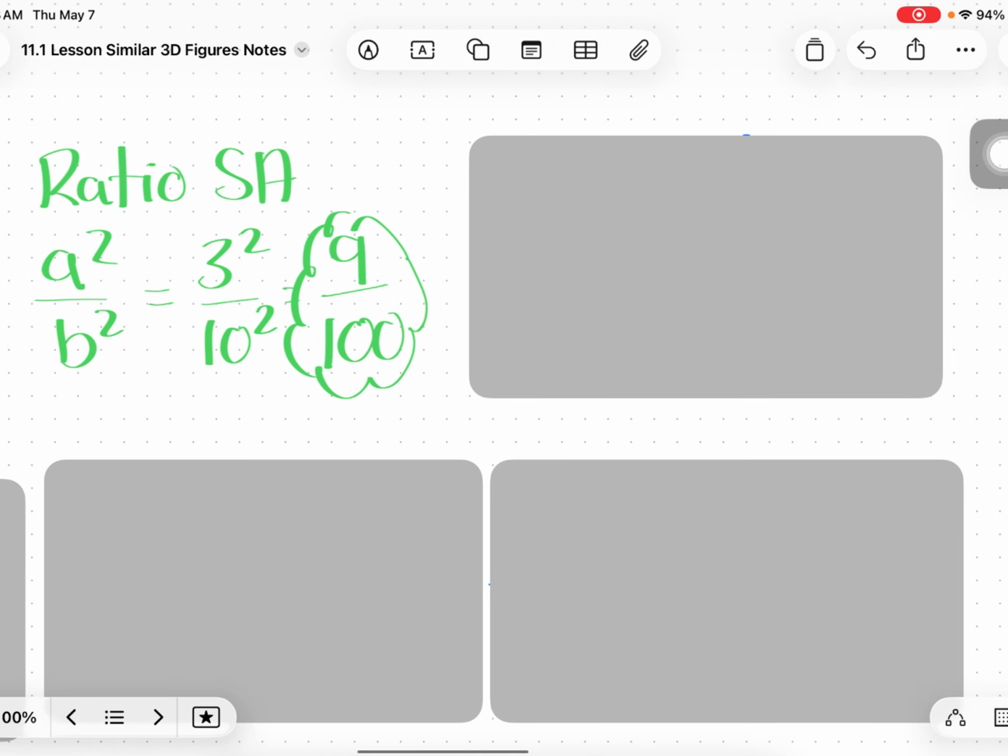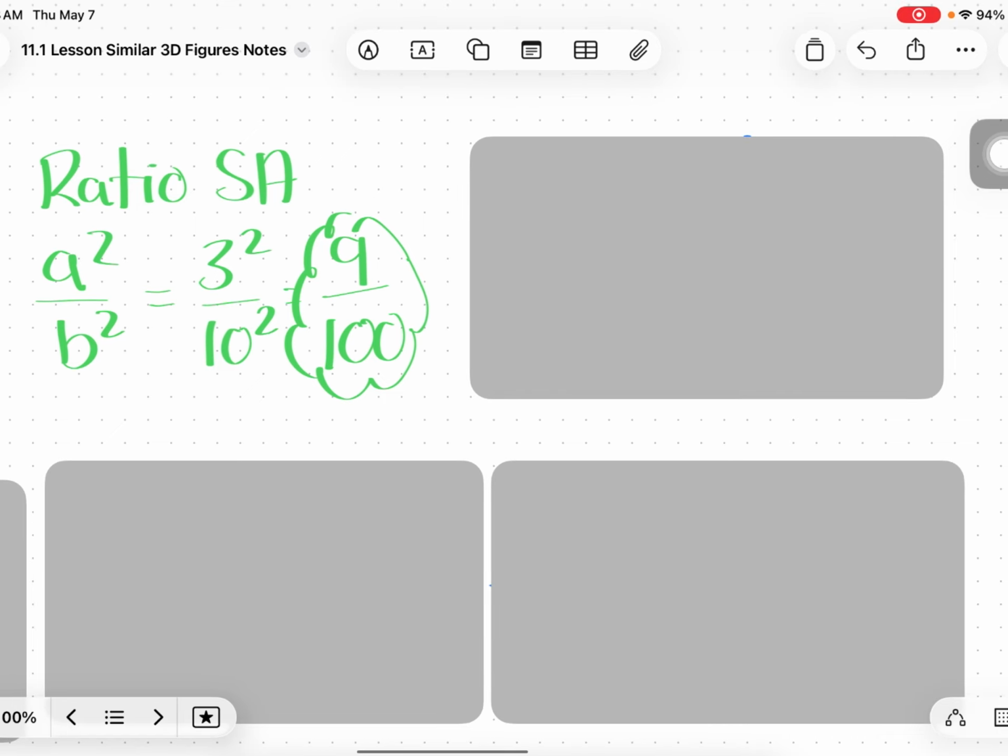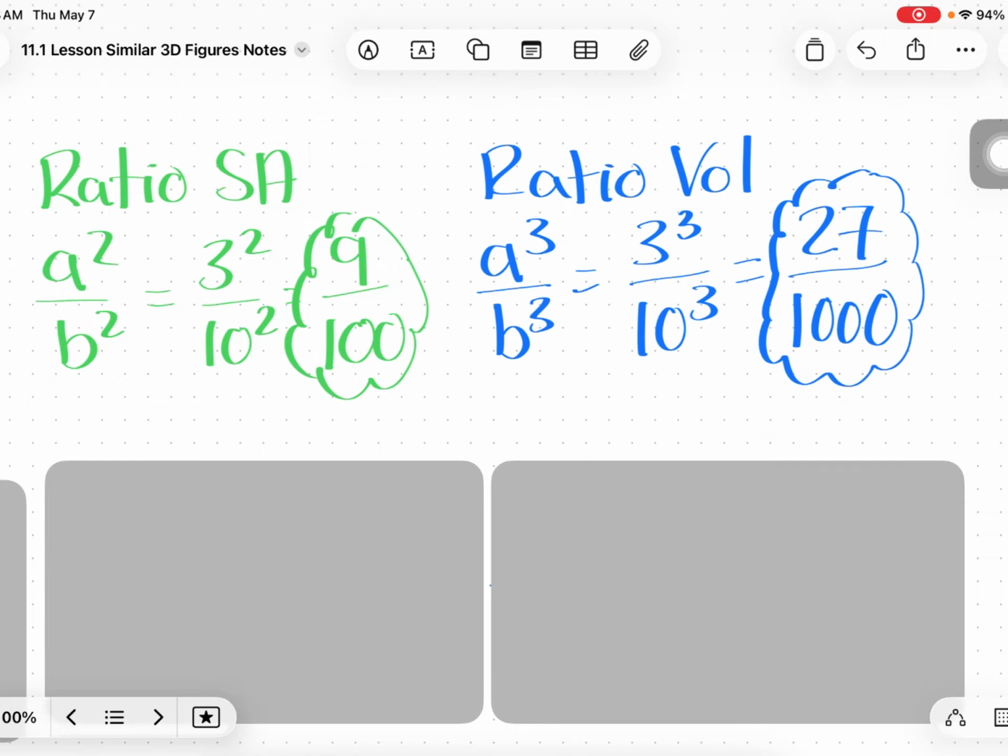We can do the same thing for volumes. Remember, surface area is how much area we can cover on the surface with wrapping paper. The volume would be like how much water we could fill these shapes up with. If we use our A and B and we cube them, we put them to the third power, that's 3 times 3 times 3, 10 times 10 times 10.